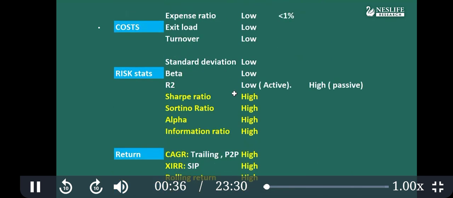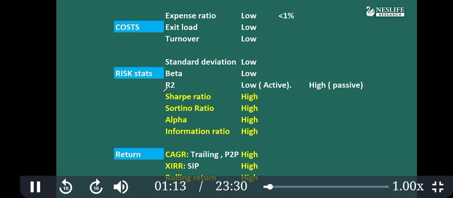age, AUM, and then three important headings under which cost, which has expense ratio, exit load, turnover, and then risk stats, meaning statistics: standard deviation, beta, R square, Sharpe ratio, Sortino ratio, alpha, information ratio. Everything is mentioned on Value Research Online, but as of now you don't need to go into information ratio and Sharpe ratio, just to reduce your work, because Sharpe ratio and Sortino ratio give the same information, so you don't have to go into that detail.